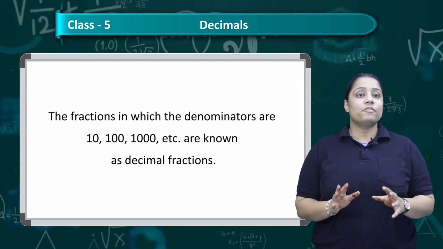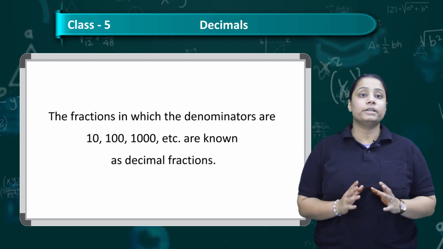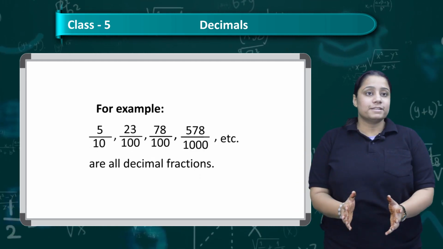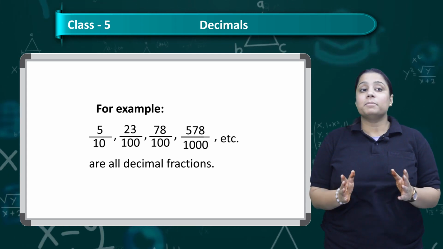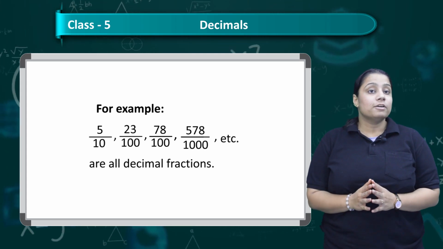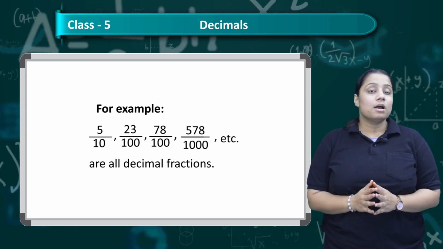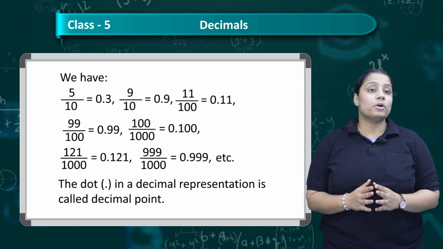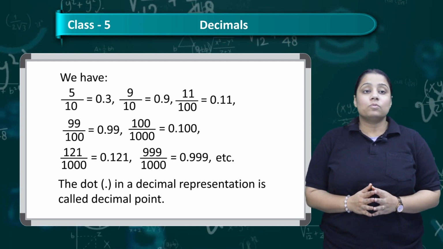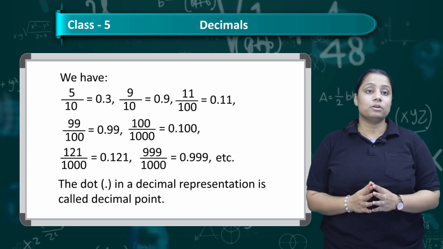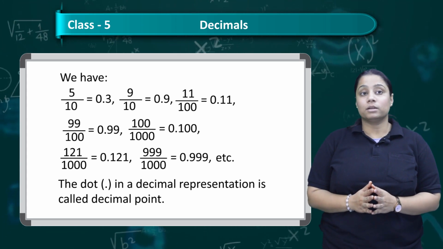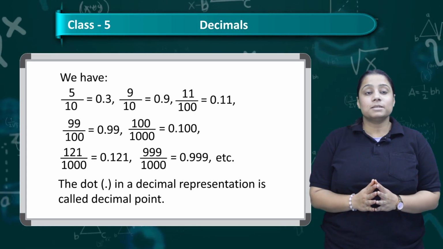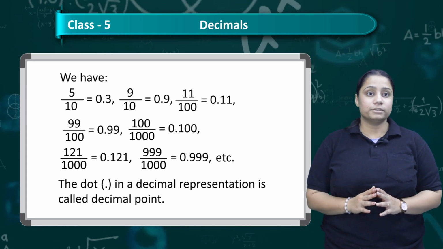Decimal fractions. The fractions in which the denominators are 10, 100, 1000, etc. are known as decimal fractions. For example, 5 by 10, 23 by 100, 78 by 100, 528 by 1000, etc. are all decimal fractions. We have 3 by 10 equals 0.3, 9 by 10 equals 0.9, 11 by 100 equals 0.11, 99 by 100 equals 0.99. The dot in a decimal representation is called the decimal point.